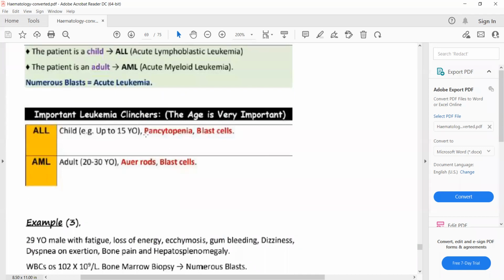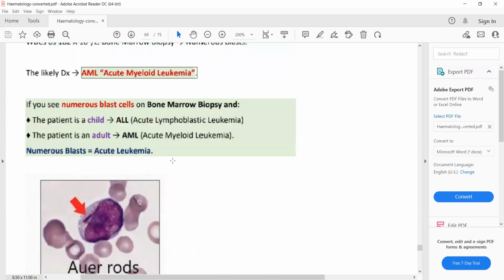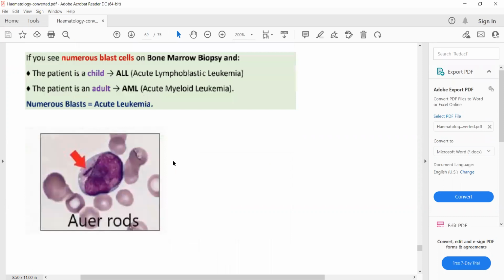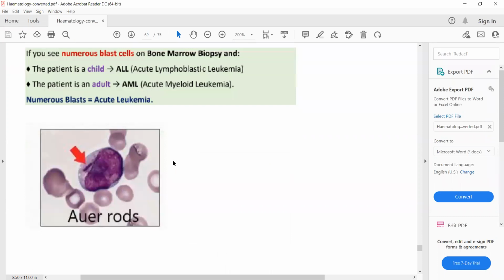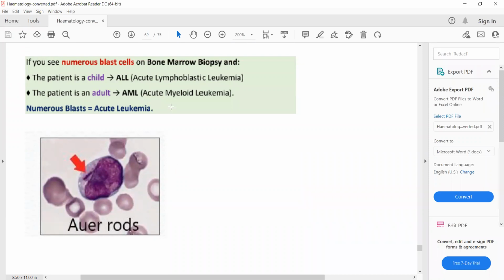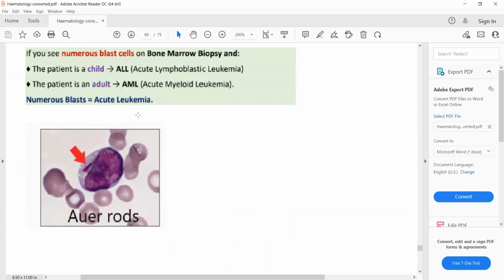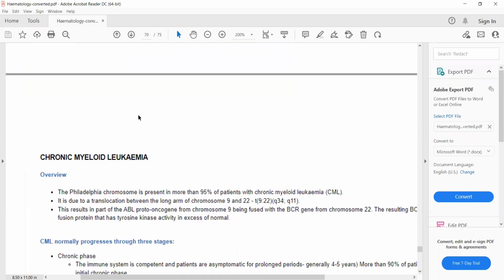Children up to 15 years of age, pancytopenia and blast cells is ALL. Adults, Auer rods and blood cells is AML. So in short, if you see numerous blast cells on bone marrow biopsy and the patient is a child, then it will be ALL. And if the patient is an adult, then it will be AML.